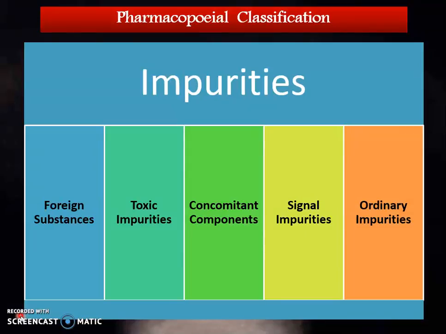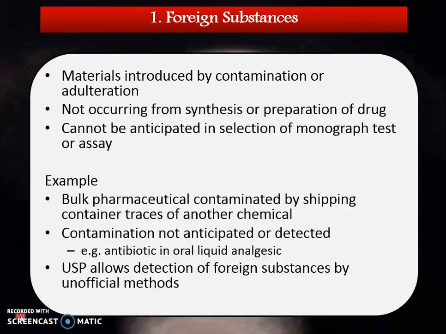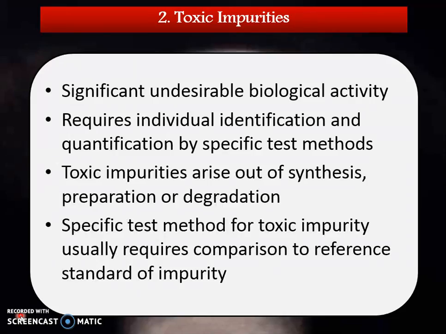Impurities can be classified into 5 classes: foreign substances, toxic impurities, concomitant components, signal impurities, and ordinary impurities. Foreign substances are materials introduced by contamination or adulteration. For example, to do a reaction, if you use unclean glassware, that can introduce foreign substances. Toxic impurities are impurities that can cause a toxic effect, meaning undesirable biological activities. They can arise out of synthesis or during the preparation of the drug, and also from degradation.